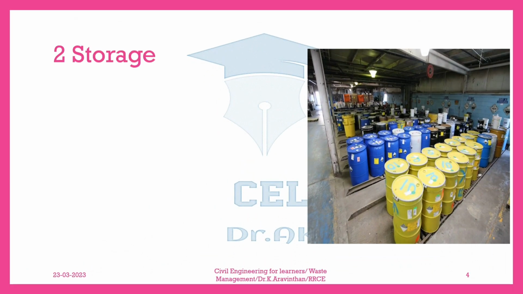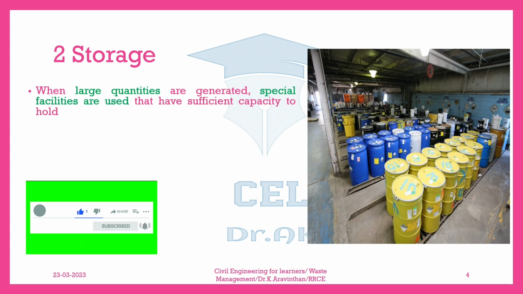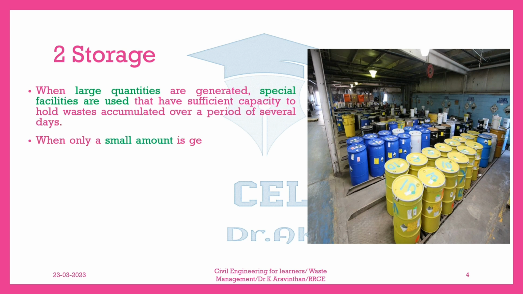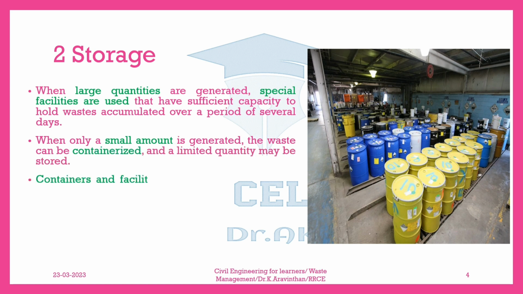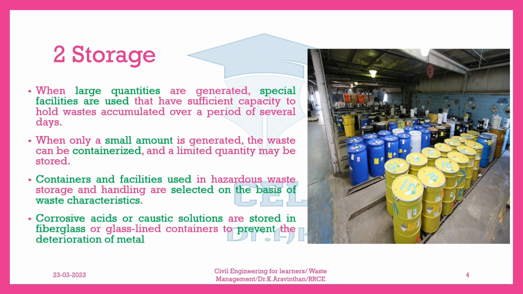Two is storage. When large quantities are generated, special facilities are used that have sufficient capacity to hold wastes accumulated over a period of several days. When only a small amount is generated, the waste can be containerized, and a limited quantity may be stored. Containers and facilities used in hazardous waste storage and handling are selected on the basis of waste characteristics. Corrosive acids or caustic solutions are stored in fiberglass or glass-lined containers to prevent the deterioration of metals in the container.